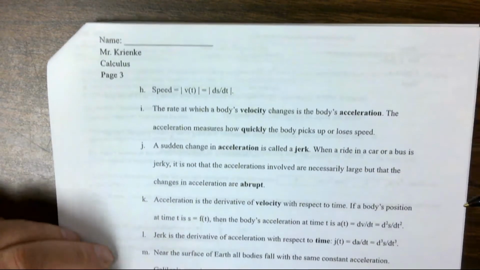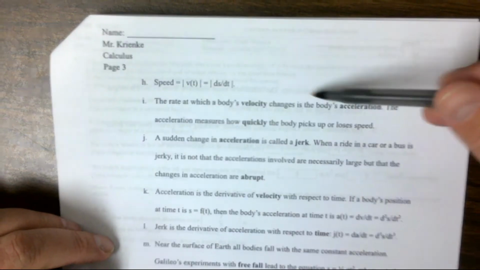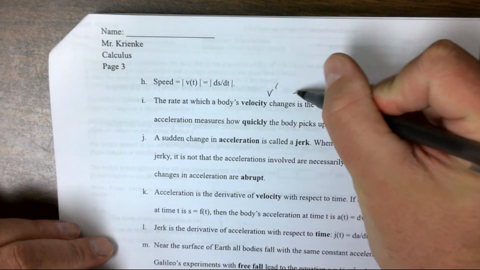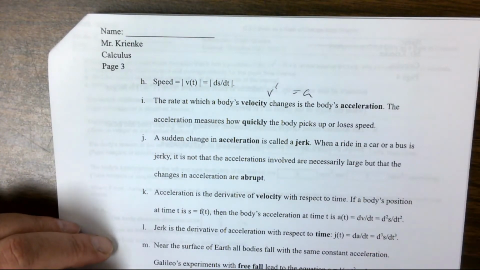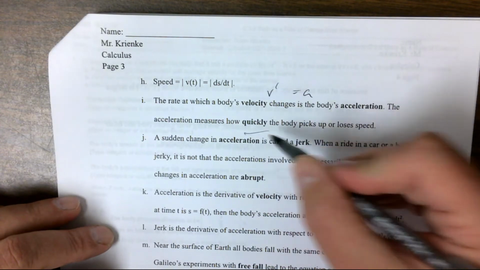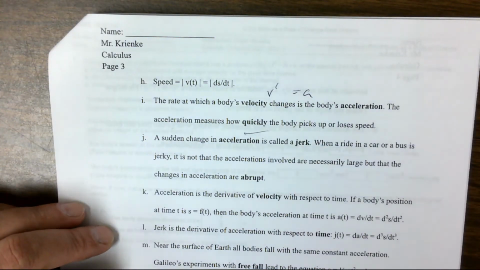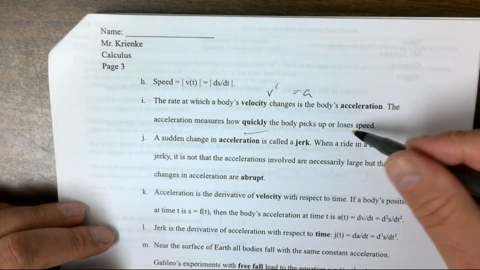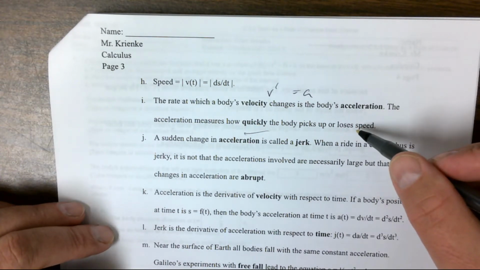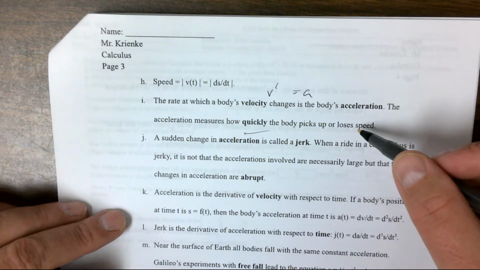The rate at which the velocity changes is the acceleration. So v prime is a. The acceleration is how quickly you pick up speed or lose speed. So like when you're revving up your car, or like the first few seconds before you get it up to 55 miles an hour or 30 miles an hour.